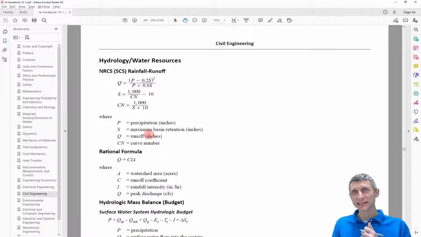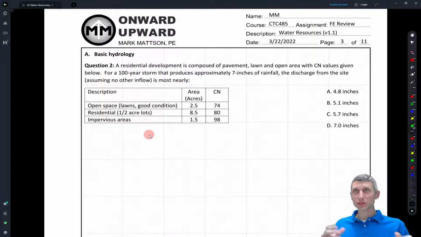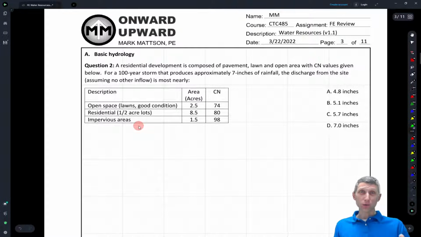So you can plug these in and use them there, but it's good to understand both methods a little bit as well. So we're going to go over this one, and the way this works is the land system is essentially broken up into curve numbers. The curve number is a reflection of how much runoff will come off of that site. So an impervious area like pavement will have a lot of runoff.